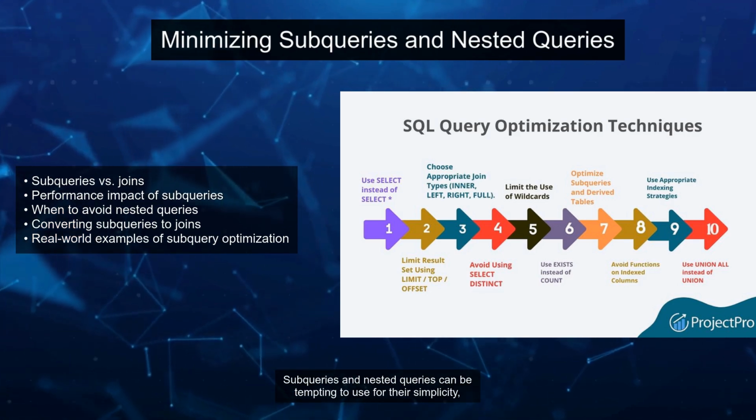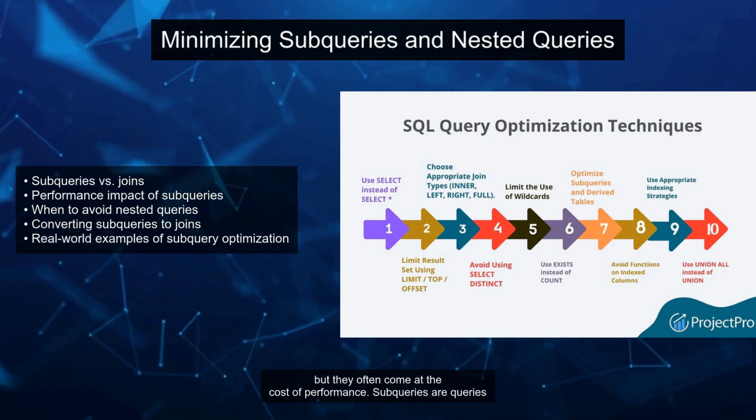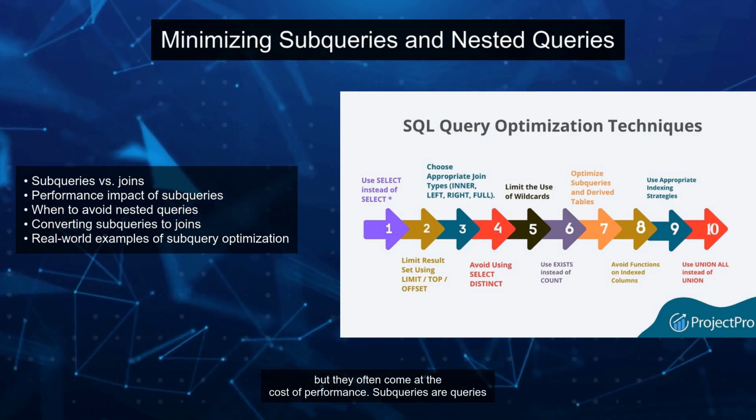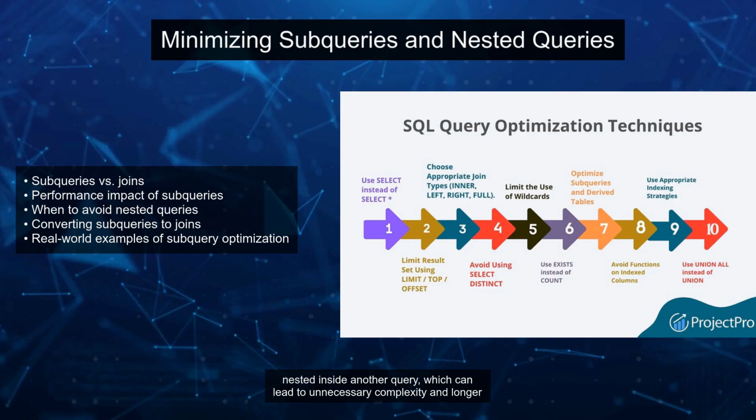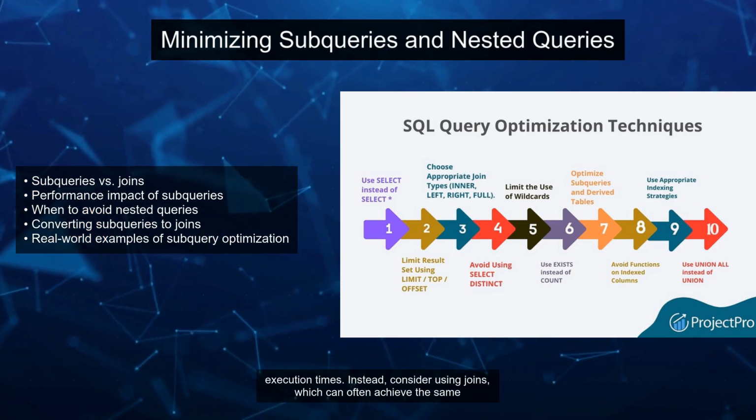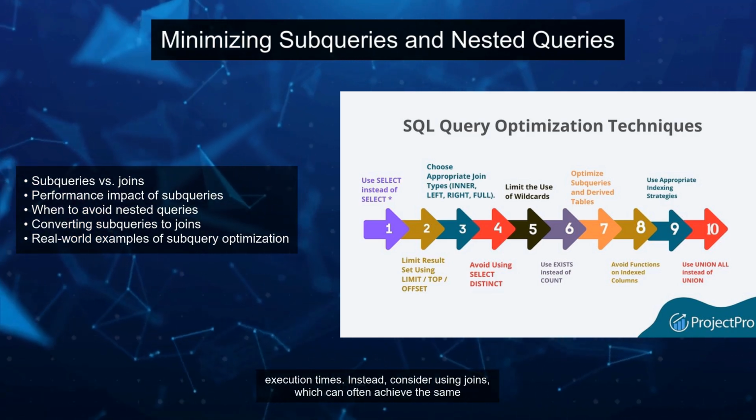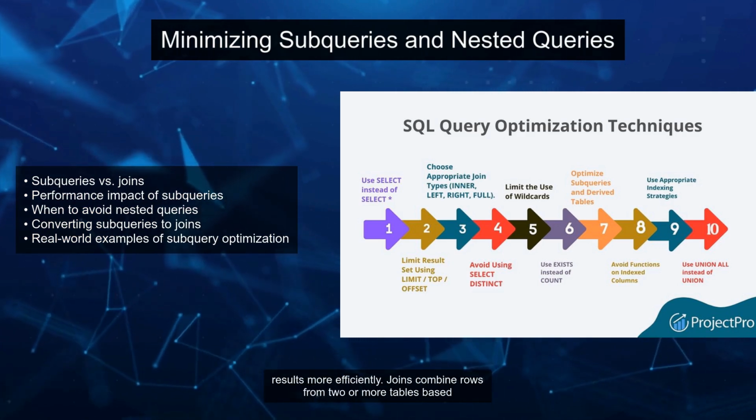Subqueries and nested queries can be tempting to use for their simplicity, but they often come at the cost of performance. Subqueries are queries nested inside another query, which can lead to unnecessary complexity and longer execution times. Instead, consider using joins, which can often achieve the same results more efficiently.